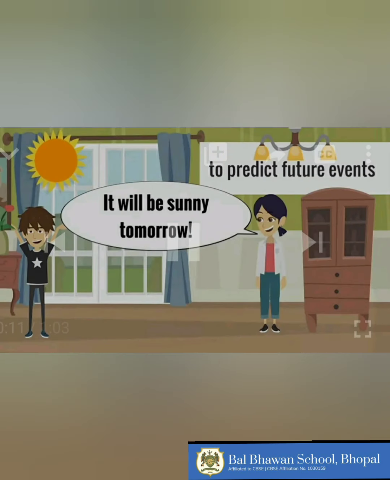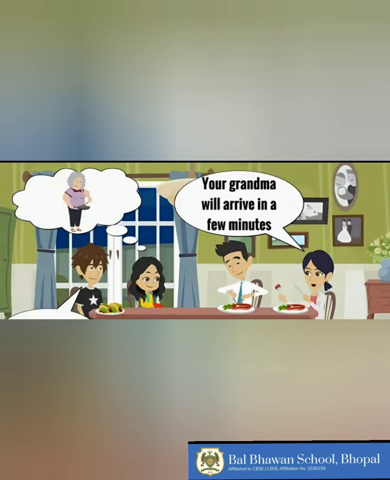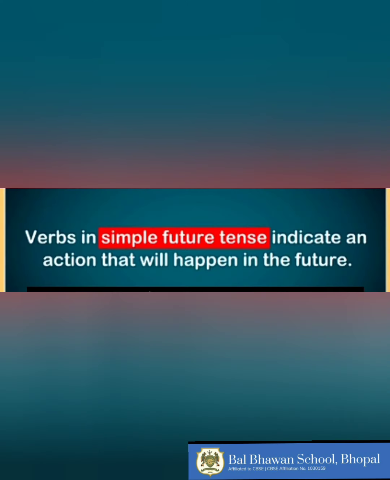Like to predict future events, we say it will be sunny tomorrow. To express promises, I promise I will make my bed. To talk about upcoming events, like your grandma will arrive in a few minutes. Students, a verb in simple future indicates an action that will happen in the future.